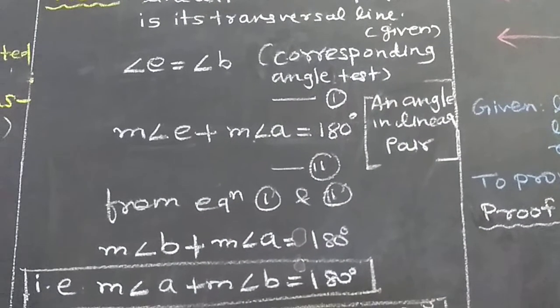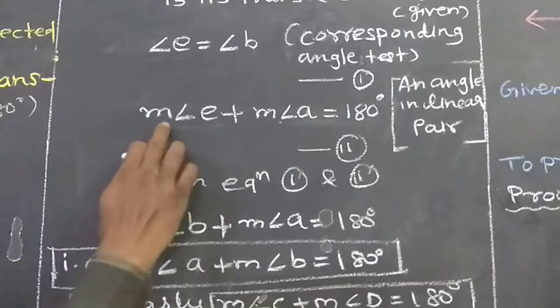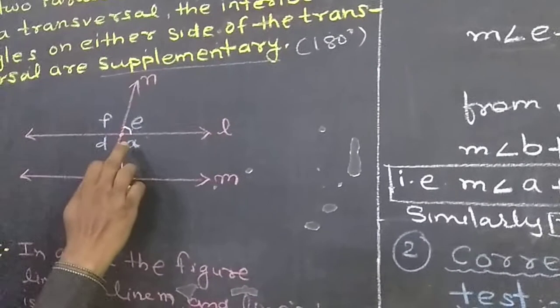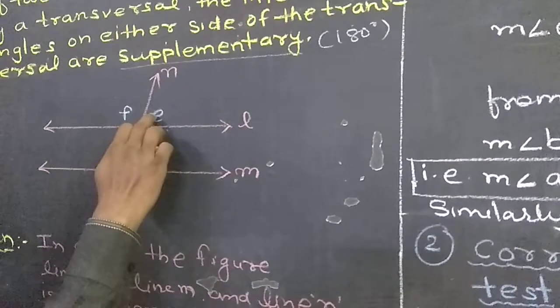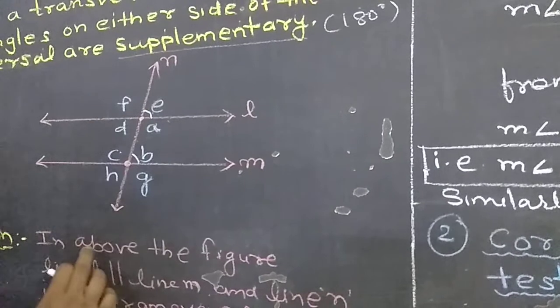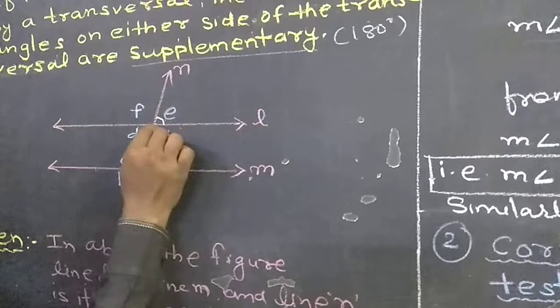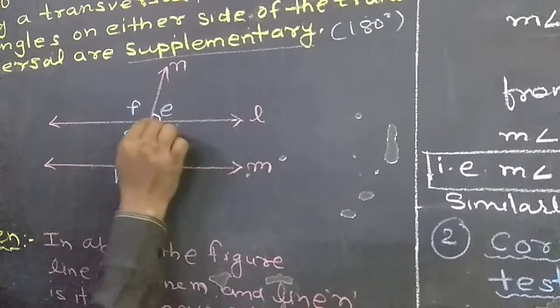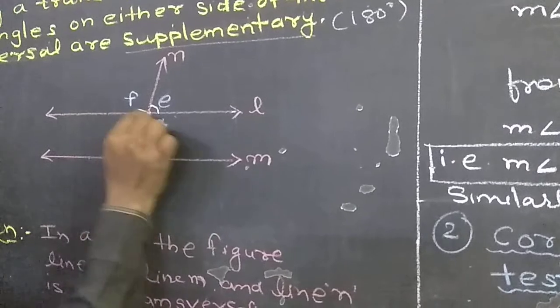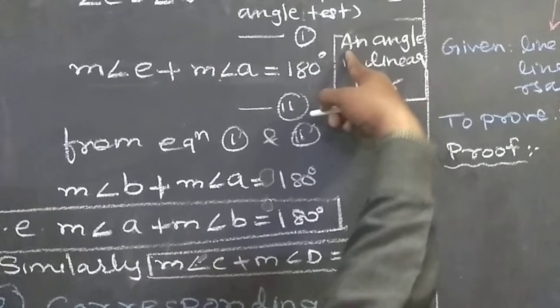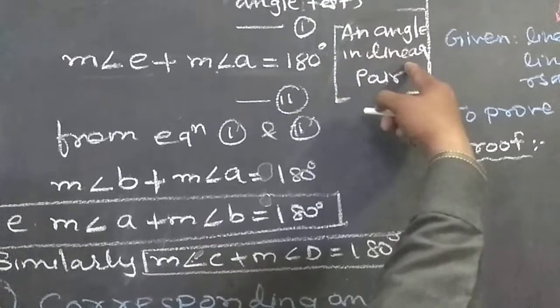Okay. Now see, measure angle E plus measure angle A is equal to 180. See here, measure angle E plus measure angle A. These both have a measure of 180 degrees. Why? Because they are angles in a linear pair. You can see here, this angle and this angle form an angle in a linear pair. So their measures will be 180 degrees. Here you have to write down the reason, angle in linear pair.